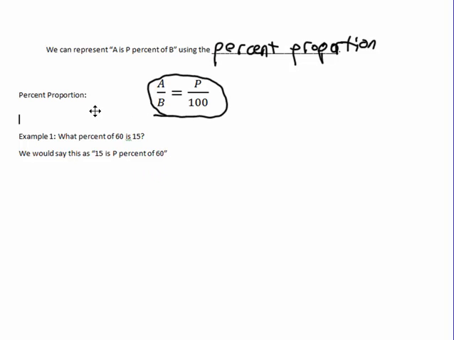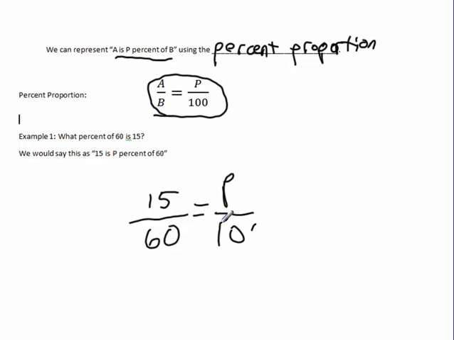Well, let's try this example 1. What percent of 60 is 15? So 15 is some percentage of 60. 15 would be our A value, where 60 is our B value. One way of thinking about that, we would say this as 15 is P% of 60, just to follow this little pattern right here, knowing that 15 and 60 would be my A and B values. And that's equal to P over 100.